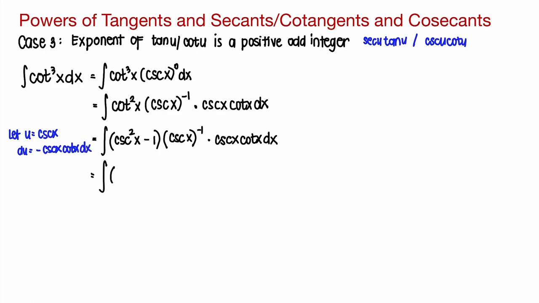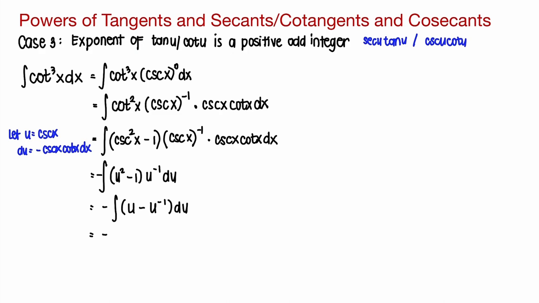So this is now the integral of u squared. Okay, let me put the negative sign first. Where did the negative sign come from? From here. So that's negative the integral of u squared minus 1 times u to the power of negative 1 du. Negative integral of u squared times u to the power of negative 1. Remember, when you're multiplying powers with the same base, you're going to add their exponents. So that's u minus u to the power of negative 1 du.